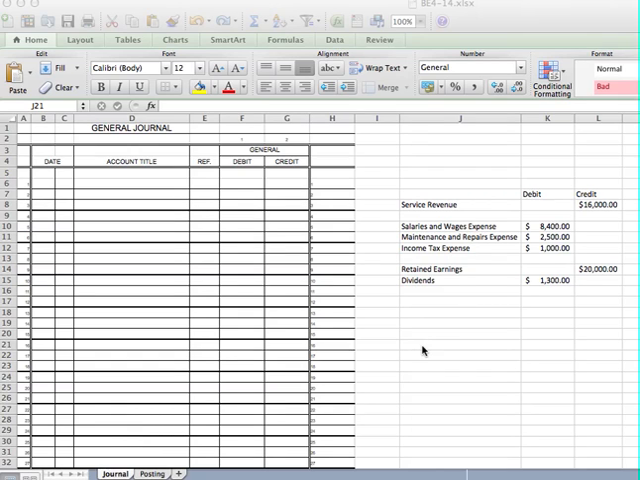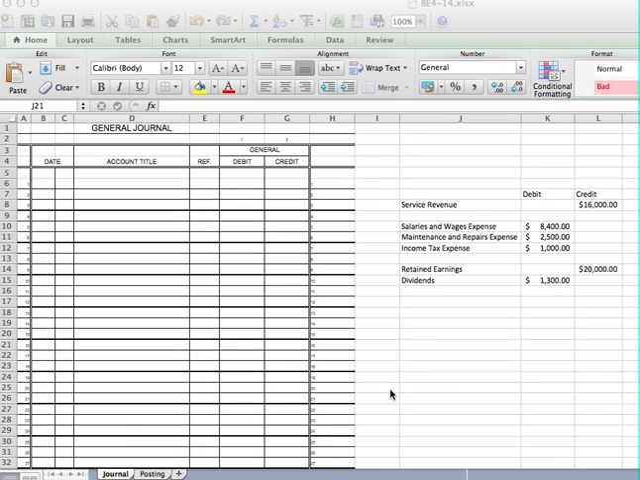Greetings, Accounting 201. I would like to complete brief exercise 4-14 using an Excel document to demonstrate how to do the closing entries and then post the amounts to the T account ledger.